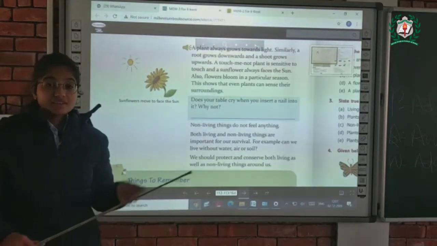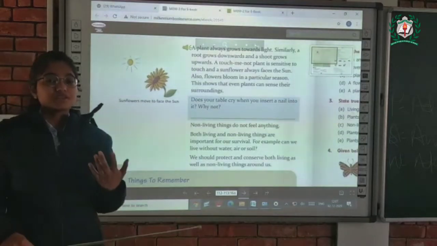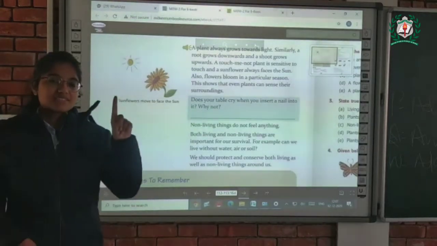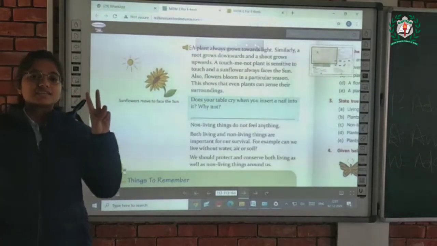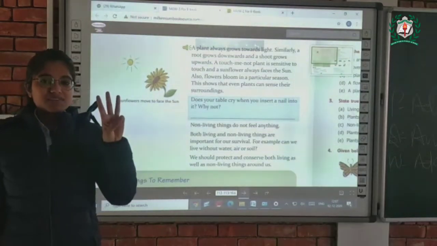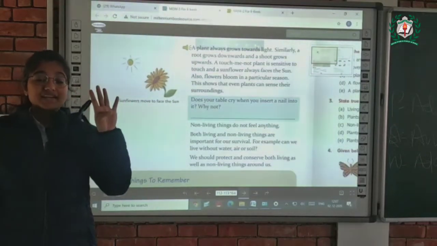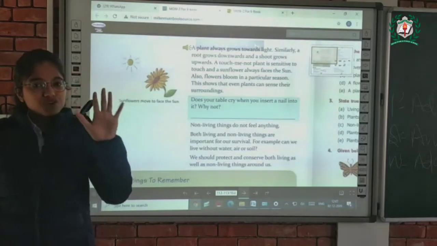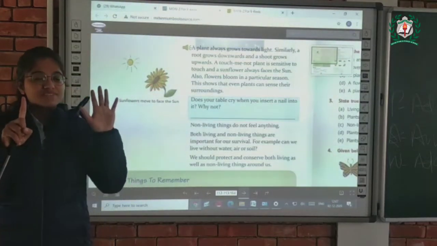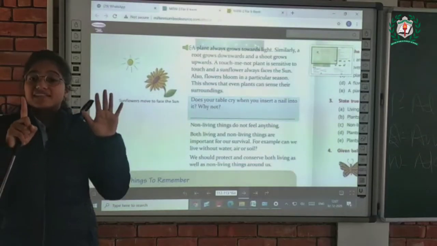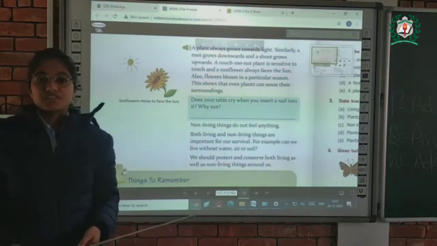So students, we have studied a lot of characteristics in this chapter of the living things. First, we have studied that living things eat food. Next, we have studied that living things breathe. Third, living things reproduce. Fourth, living things grow. Fifth, living things move. And sixth, living things can feel. So these are the characteristics of living things.